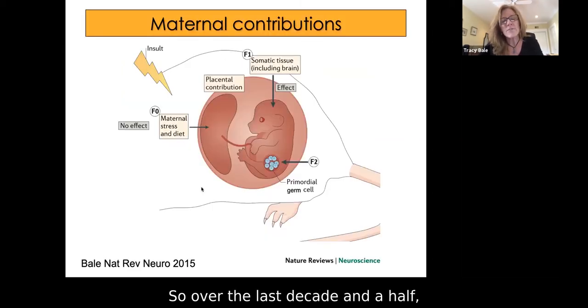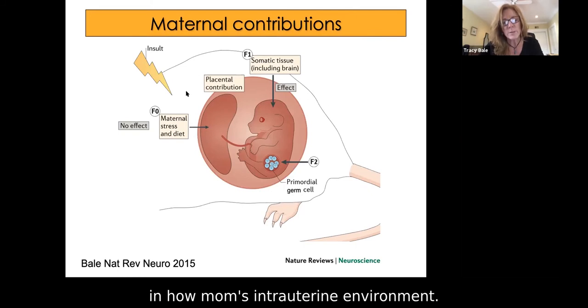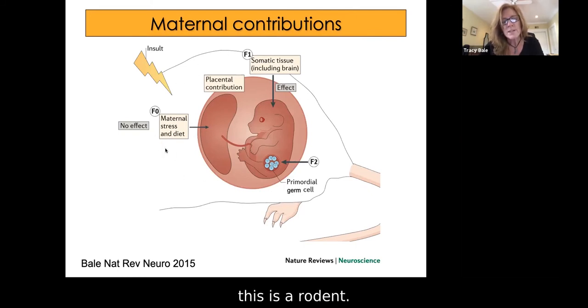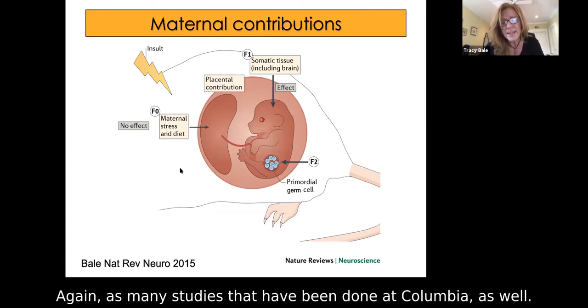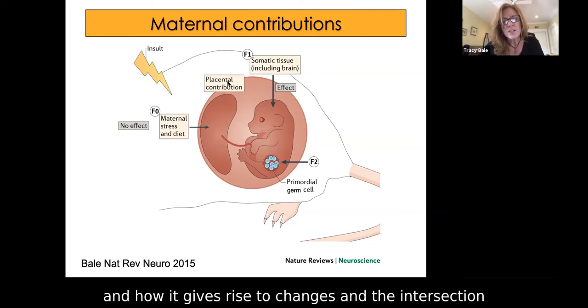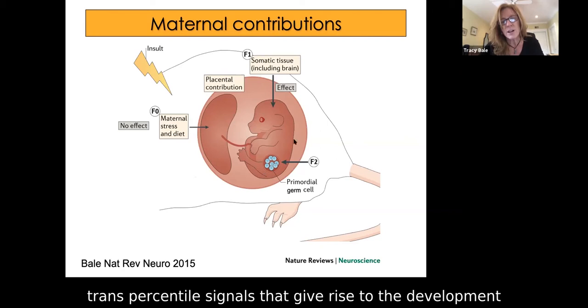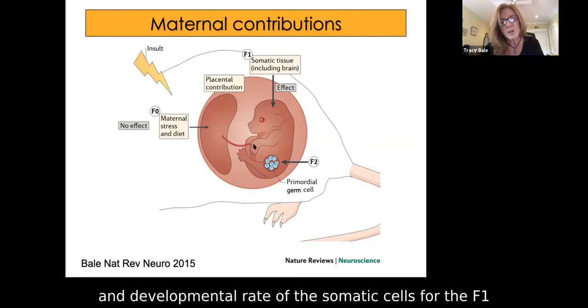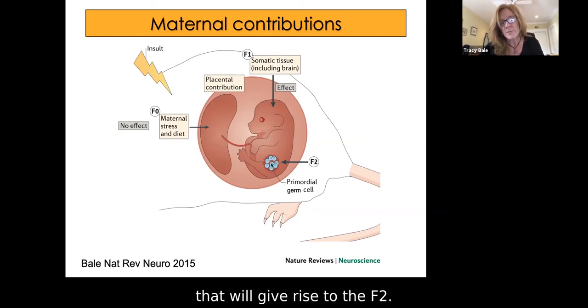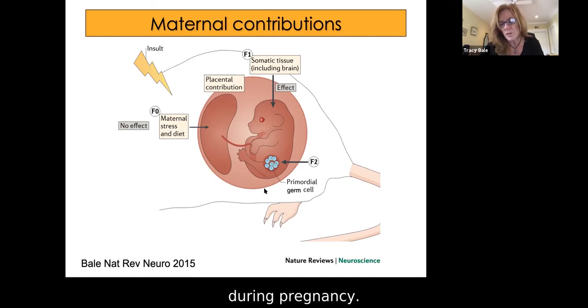Over the last decade and a half, the lab has been dissecting the molecular mechanisms involved in how mom's intrauterine environment, shown here as the F0, in a rodent, shown here is the F0 experience. This could be maternal stress, it could be maternal diet, it could be maternal immune activation, again, as many studies that have been done at Columbia as well. And we look at the effects of the intrauterine environment and how it gives rise to changes at the intersection of placental development and those transplacental signals that give rise to the development and developmental rate of the somatic cells for the F1 generation here, as well as the germ cells that will give rise to the F2. And thinking also that the differences in the intrauterine environment may be dependent upon the sex of the developing fetus as well as mom's prior experiences and those currently during pregnancy.